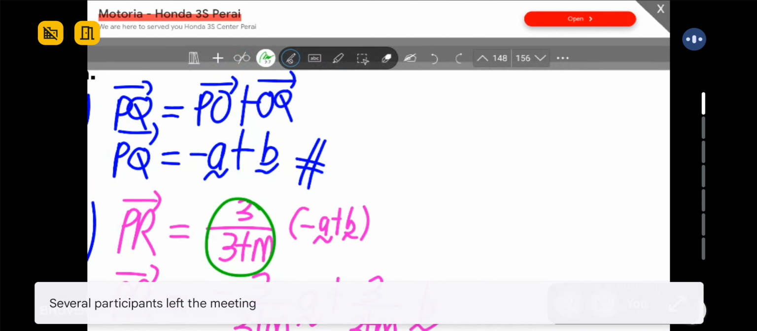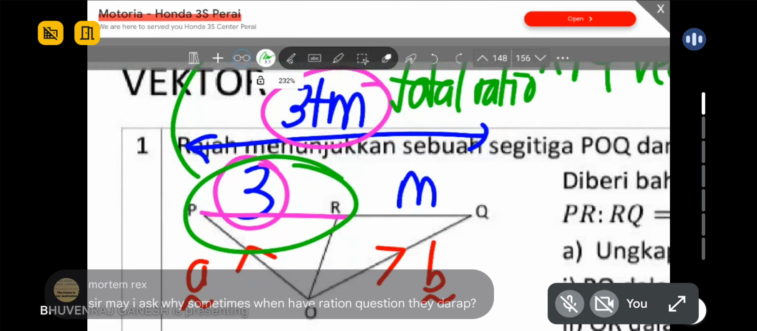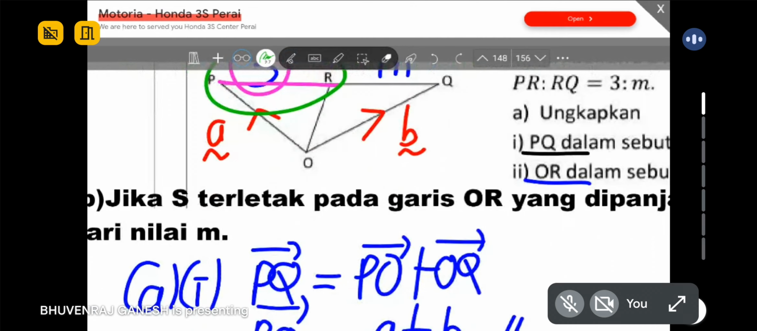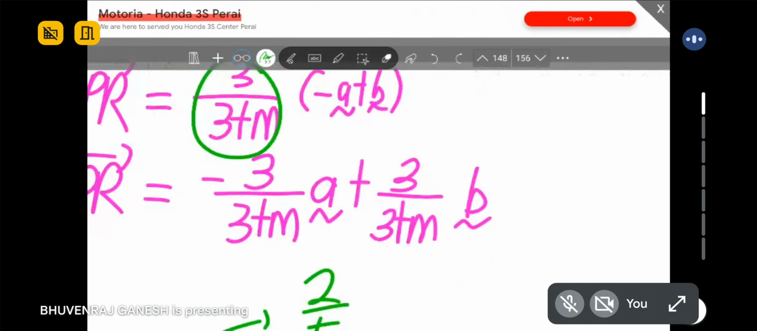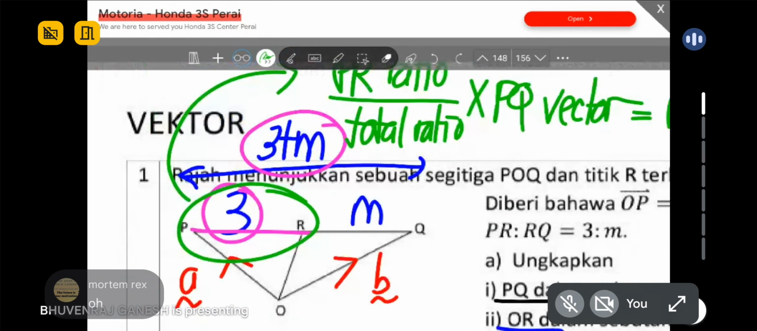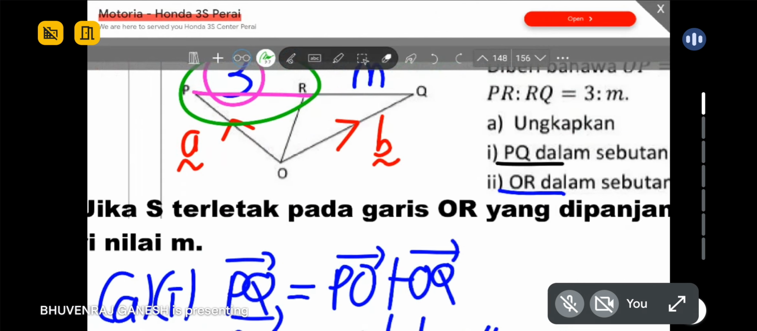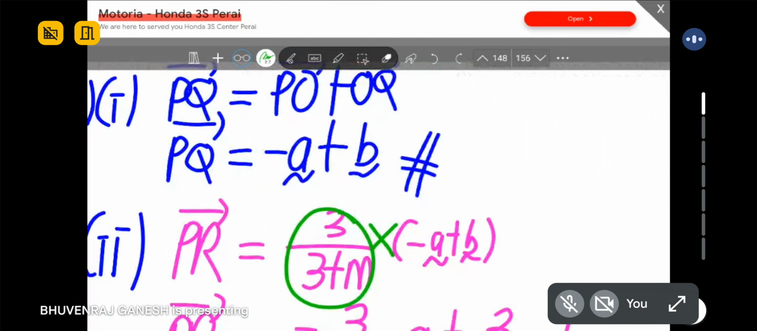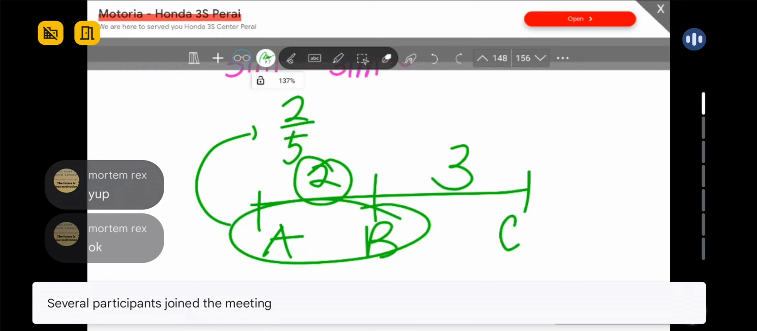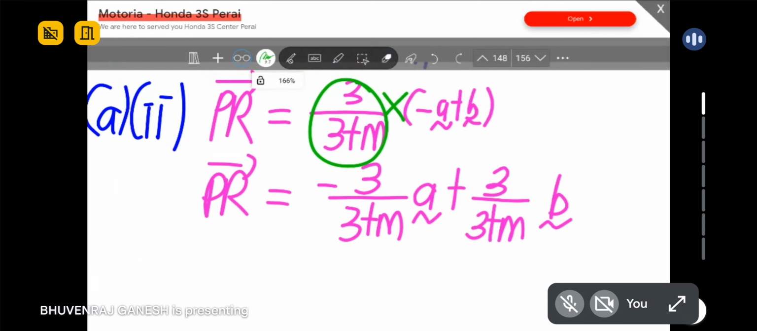So this is how I get the value here, guys. 3 over 3 plus M. Can you see that? It is the PR ratio 3 divided by the total ratio 3 plus M. Why sometimes when you have a ratio question, you multiply? Yes, there is multiplication here. This is the part you multiply. You multiply by the total vector PQ, which you got in part A1, right? Negative A plus B. So you times the vector PQ. That's how you guys solve it. Simple, right? So this is already PR.